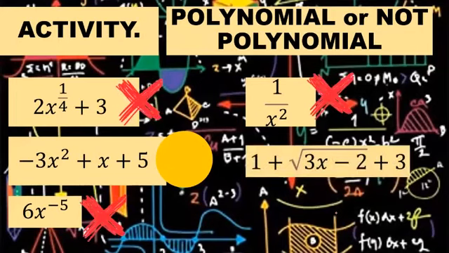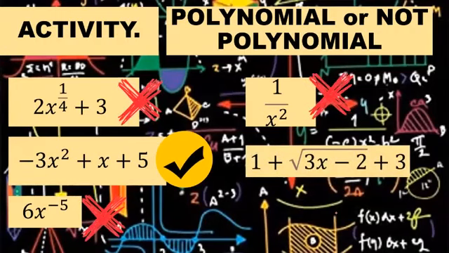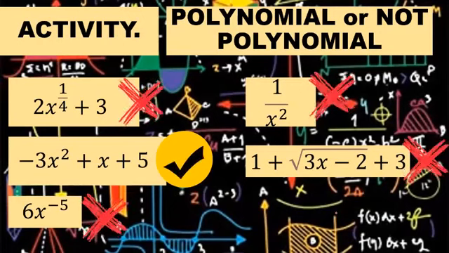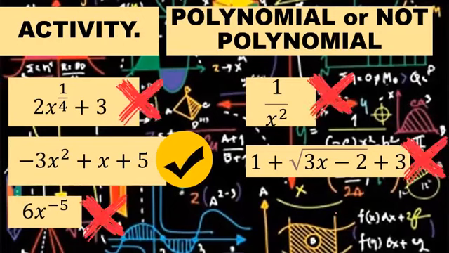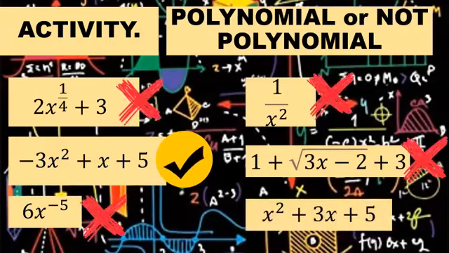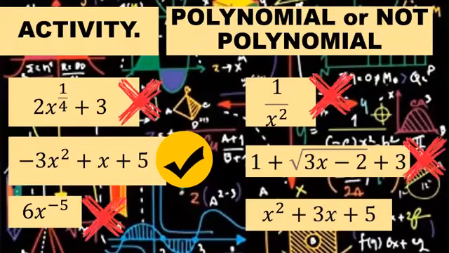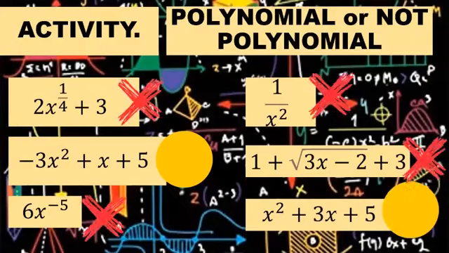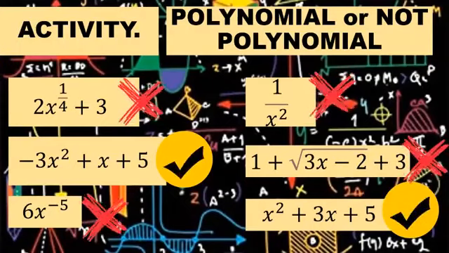Next, 1 plus square root of 3x minus 2 plus 3. Is this a polynomial or not? So this is not a polynomial. Why? Because there is a variable inside the radical sign. Next, x squared plus 3x plus 5. Is this a polynomial? Okay, yes, this is a polynomial.